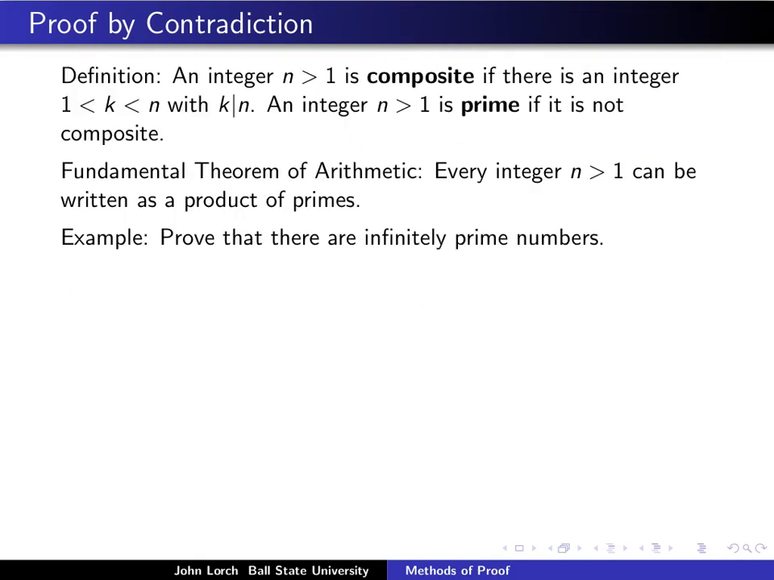So we finish our slides with a couple more examples of proof by contradiction. The example on this slide has to do with prime numbers, so maybe the first thing we should do is make sure we know what a prime number is. An integer n bigger than 1 is said to be composite if there is another integer, k, strictly between 1 and n, where k divides evenly into n. Now, an integer n bigger than 1 is prime if it is not composite.